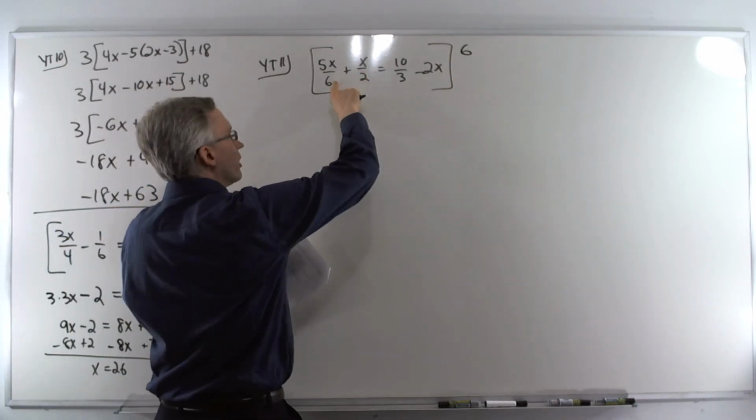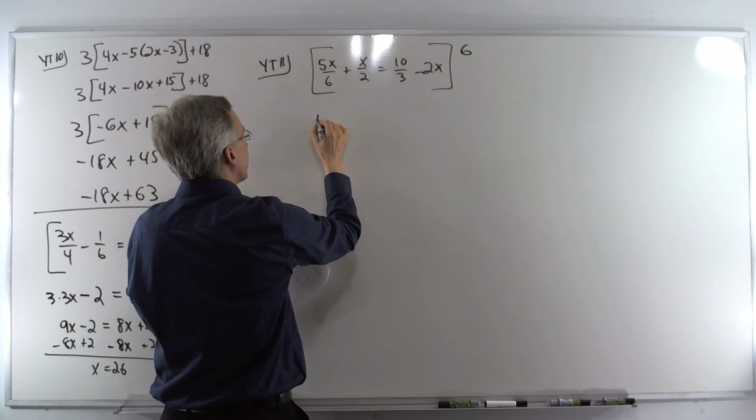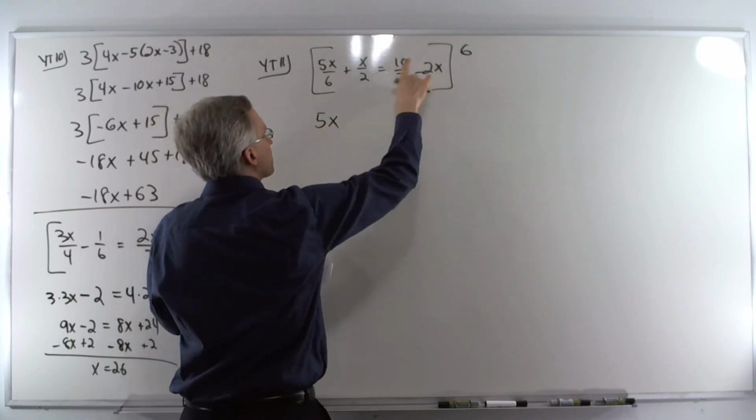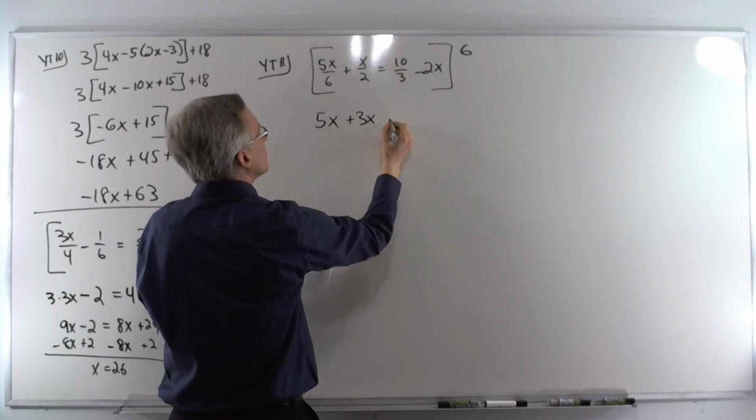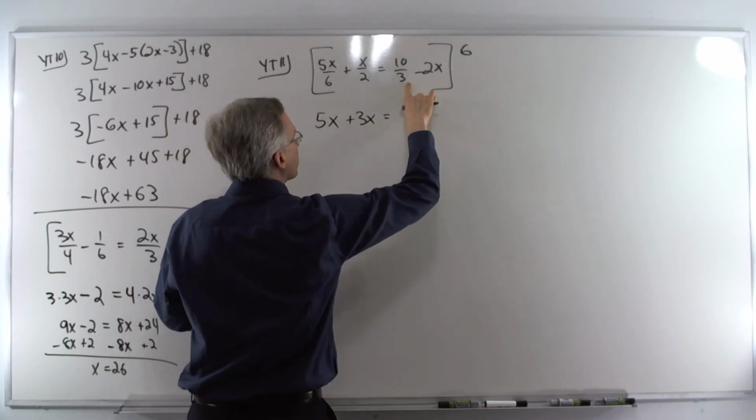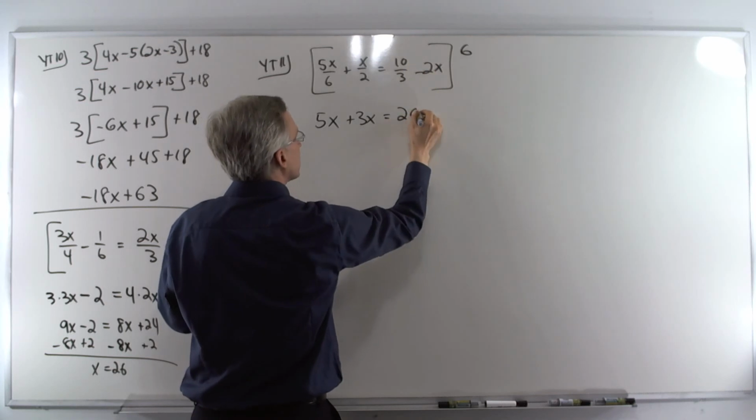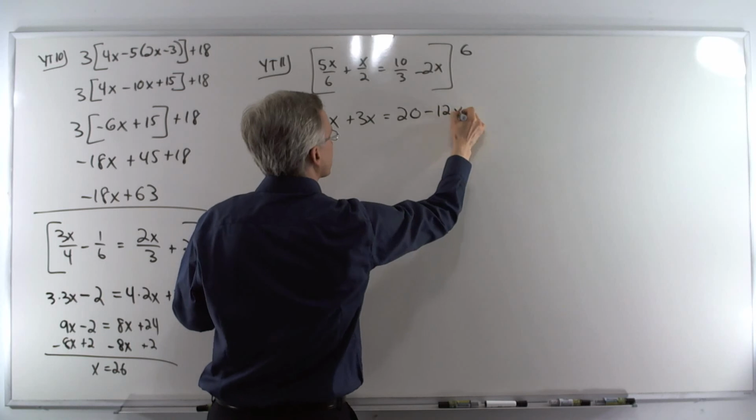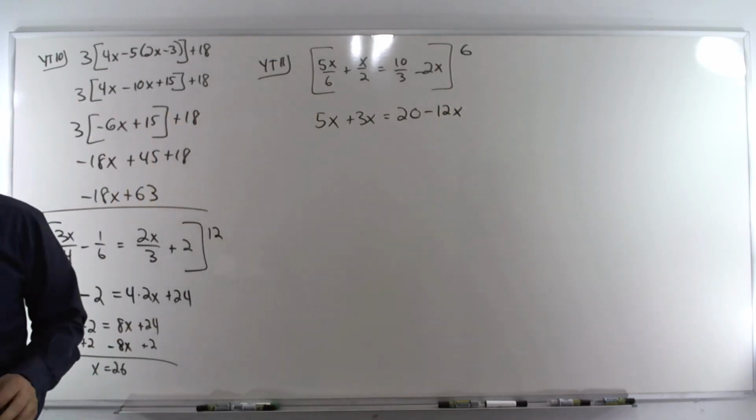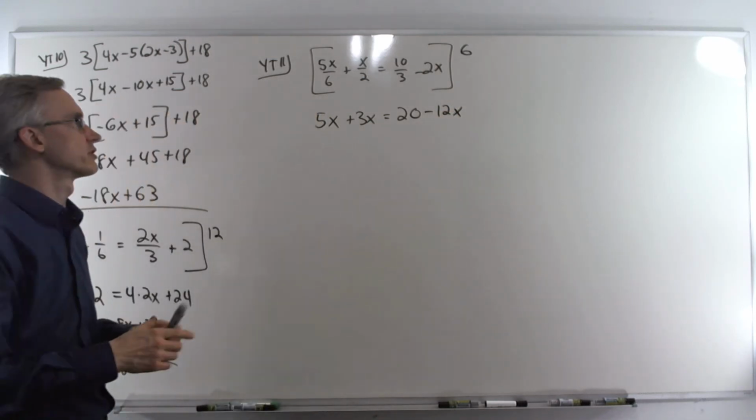6 divided by 6 is 1, so those cancel, leaving just the numerator, 5x. 6 divided by 2 is 3, times the numerator is 3x. Equals 6 divided by 3 is 2, times 10 is 20. Minus 6 times negative 2x is negative 12x. All right, so there's our equation with all the fractions gone.